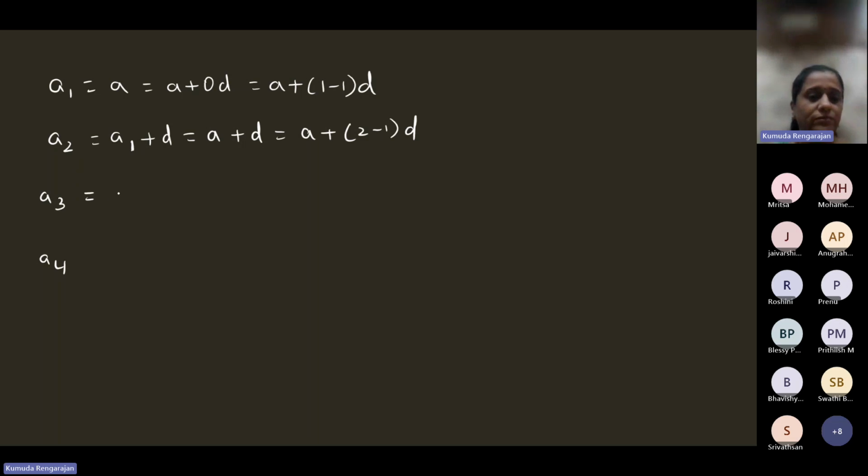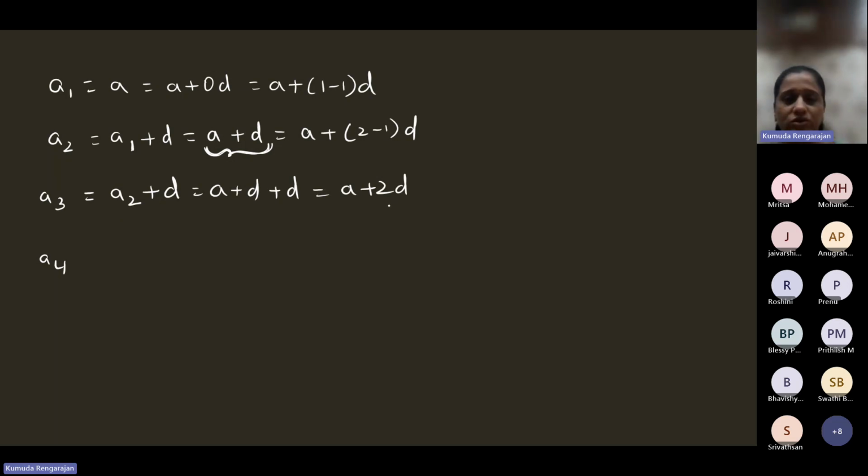Now the third term. What's the third term? The second term plus the common difference. But what's the second term? This one: A plus D. Plus D. So it is A plus 2D.